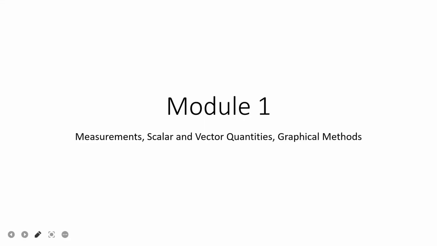In this chapter we will talk about measurement standards, scalar and vector quantities that are used to describe physical phenomena, and methods to determine the sum of vectors.